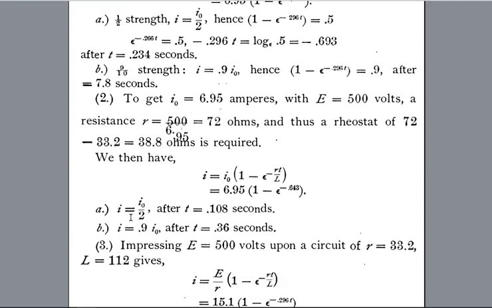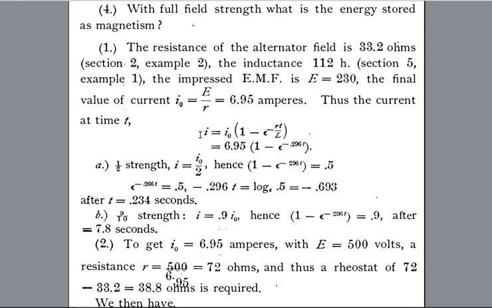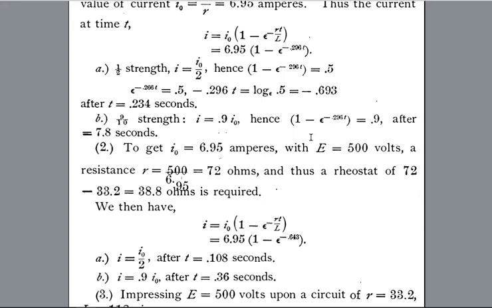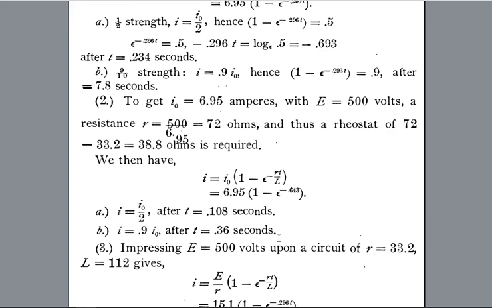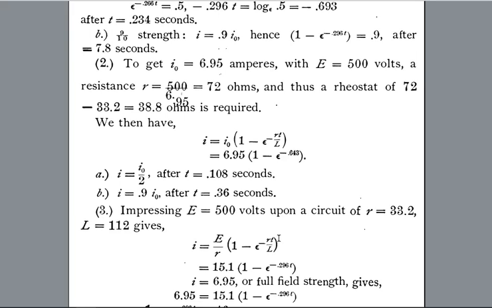2. To get I0 equals 6.95 amperes with electromotive force 500 volts, a resistance R equals 500/6.95 equals 72 ohms, and thus a rheostat of 72 - 38.2 equals 38.8 ohms is required. We then have I equals I0 (1 - e^(-Rt/L)) equals 6.95 (1 - e^(-0.648t)). A. For half strength, I equals I0/2, hence t equals 1.08 seconds. B. For 9/10 strength, t equals 3.6 seconds.